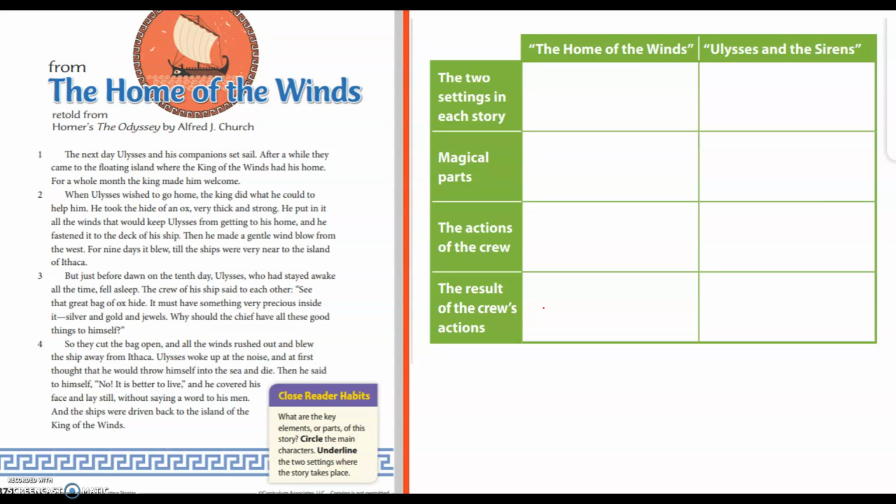The next day Ulysses and his companions set sail. After a while, they came to the floating island where the King of the Winds had his home. For a whole month the king made him welcome. When Ulysses wished he could go home, the king did what he could to help him. He took the hide of an ox, very thick and strong. The word hide means skin, so he took the skin of the ox, very thick and strong. He put in it all the winds that would keep Ulysses from getting to his home, and he fastened it to the deck of his ship.